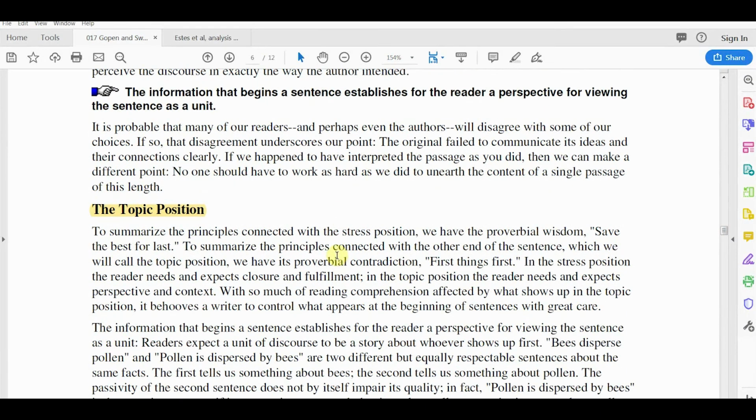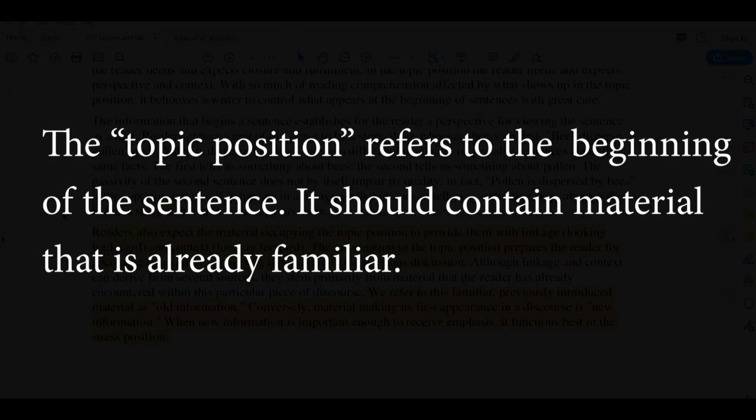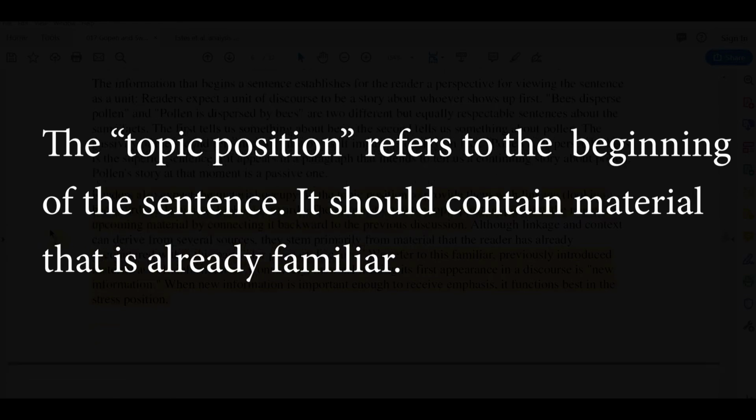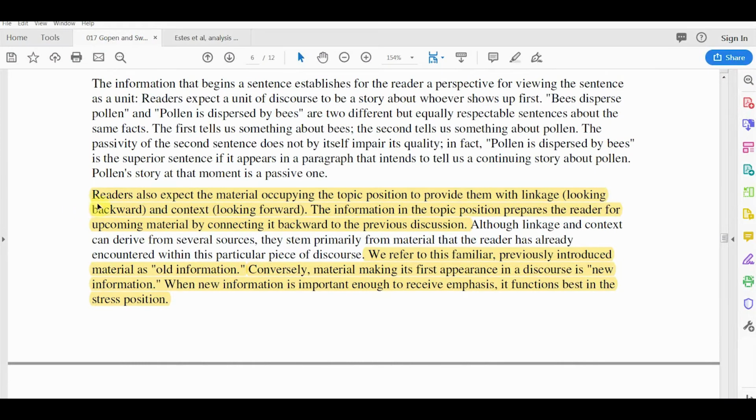The topic position is the beginning of the sentence. And there, the short version of the advice they give is characterized in this paragraph that is highlighted. I will read it quickly. I promise I'm not going to read a ton of text in this video, but quickly: readers also expect material occupying the topic position to provide them with linkage looking backwards and context looking forward. The information in the topic position prepares the reader for upcoming material by connecting it backwards to the previous discussion.